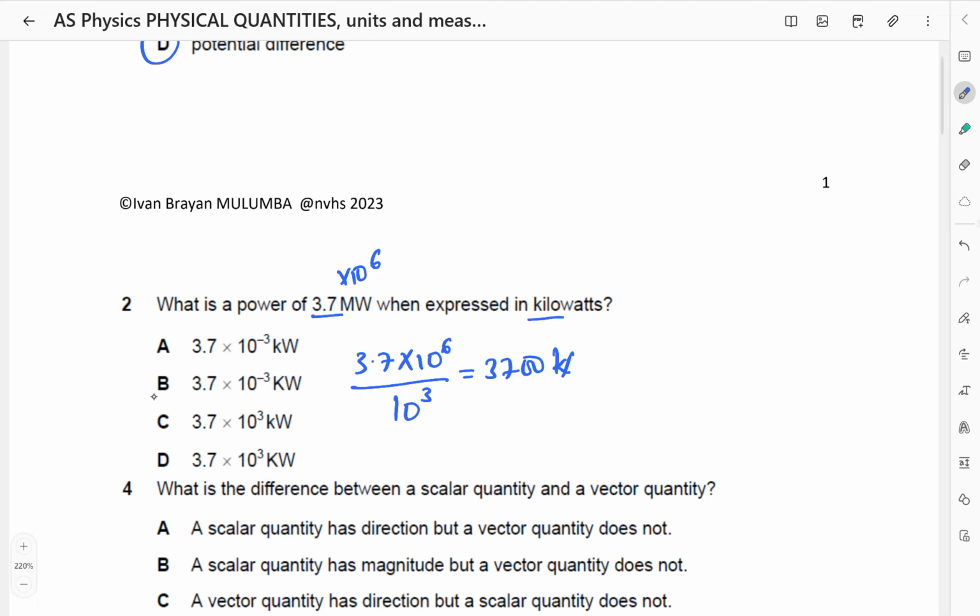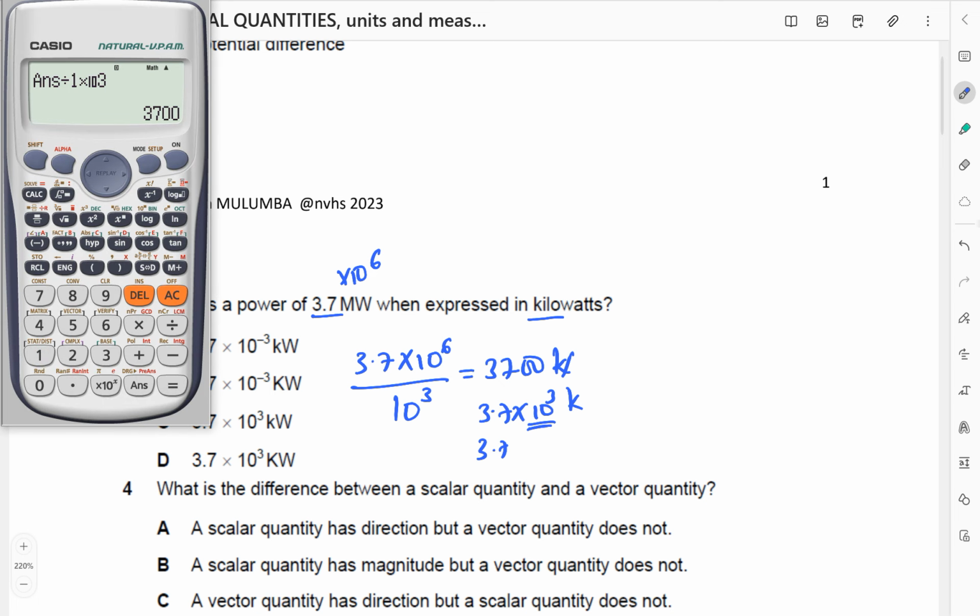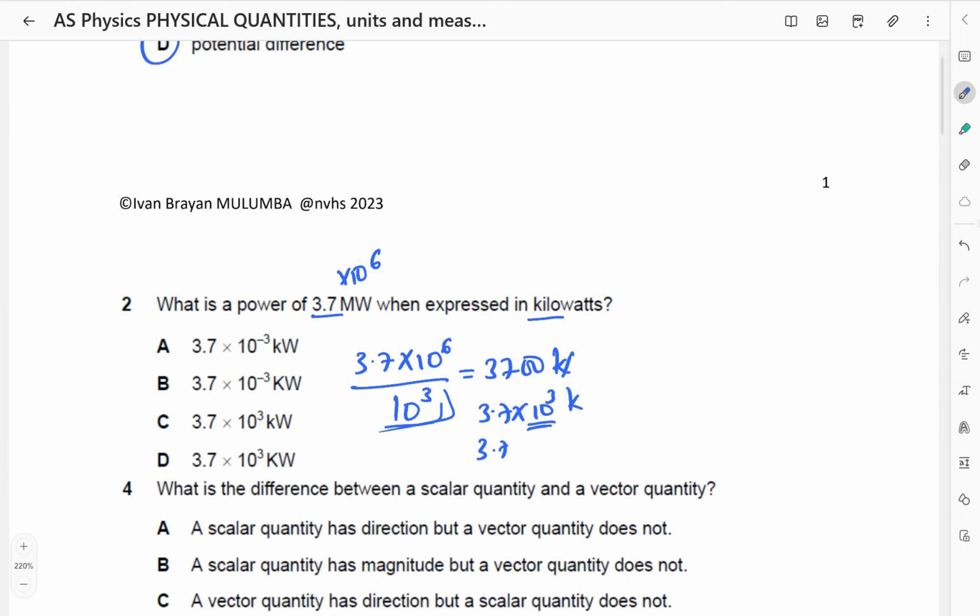When I move 3 steps to the left, it is 3.7 times 10 power 3. Did I miss out something here? Okay, let me check this again. So mega is 10 power 6. To remove mega, I multiply by 10 power 6. Then to bring in kilo, I have to divide. Because I've divided by 10 power 3, it is already in kilo. So it is 3.7 times 10 power 3 kilowatts. So the answer is going to be C.